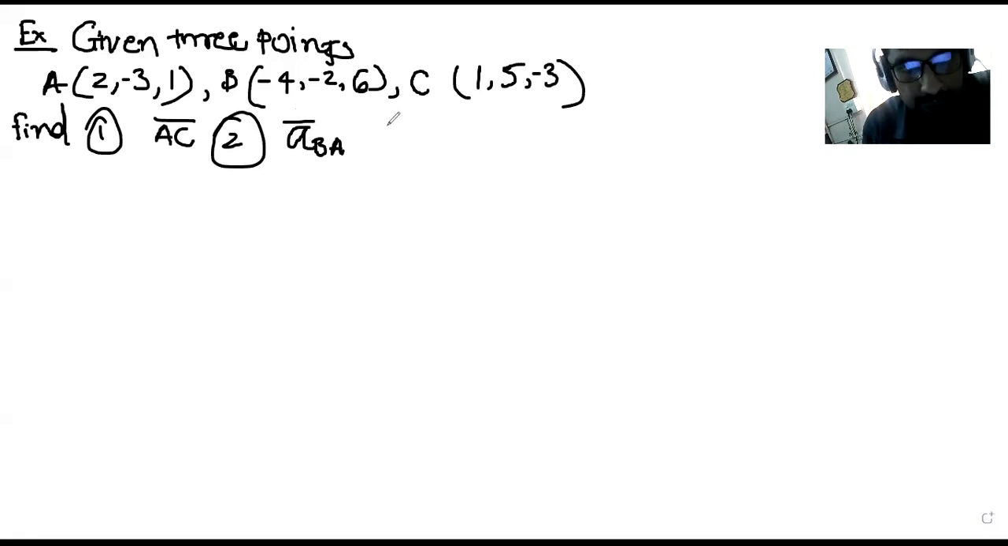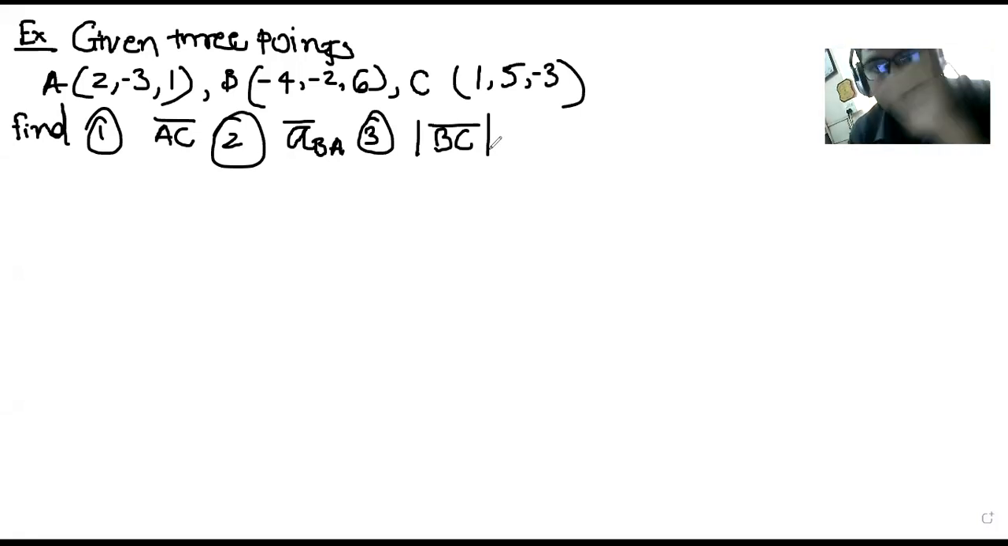Then number three, the distance from B to C. Now see, when I say distance from B to C, it's just a magnitude, right? So you have to find the magnitude from B to C. How do you represent a magnitude? Magnitude is written as mod of BC bar. This way you can calculate the magnitude of that vector.